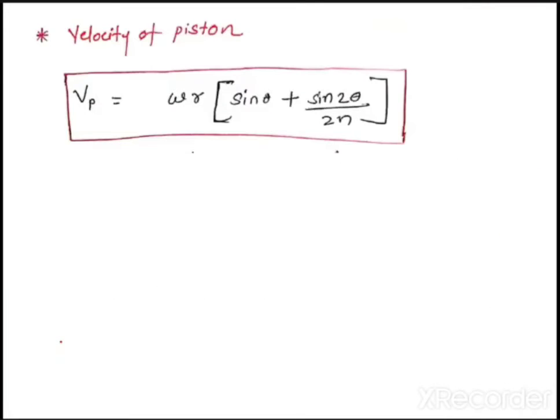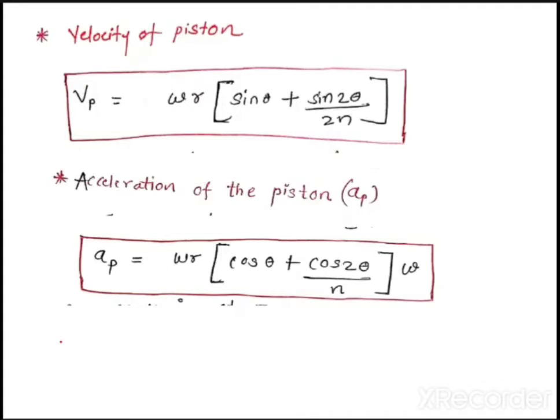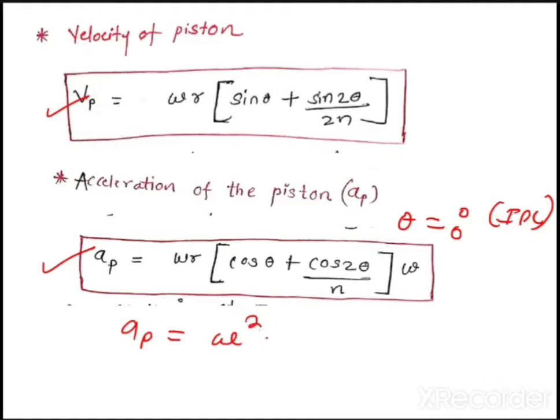Now I have two formulas. If I want to modify this formula, when theta is equal to 0 degree, it means the crank is at IDC. When the crank is at IDC, there will be movement in the piston, a displacement; once there is displacement there will be velocity, and once there is velocity there will be acceleration. So what is this formula? When theta is equal to 0, this formula will become omega into omega square r.